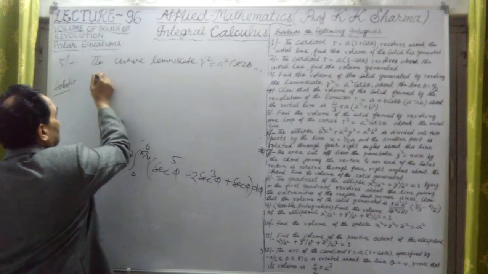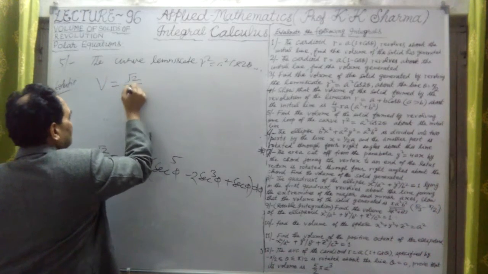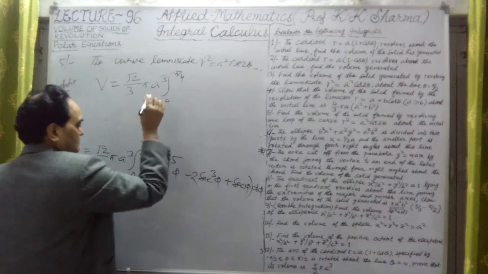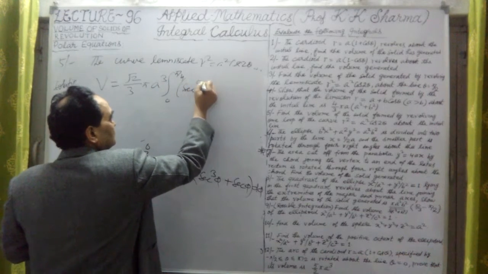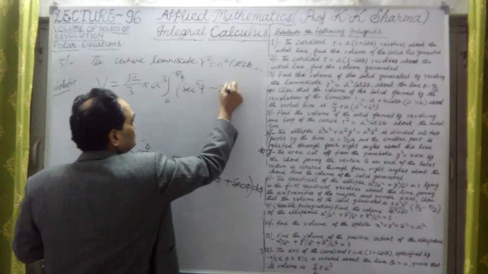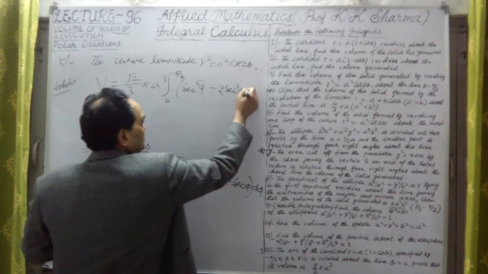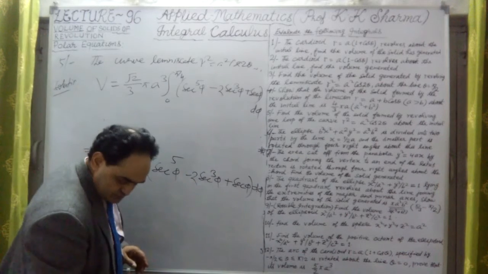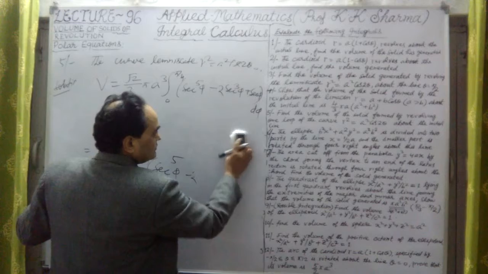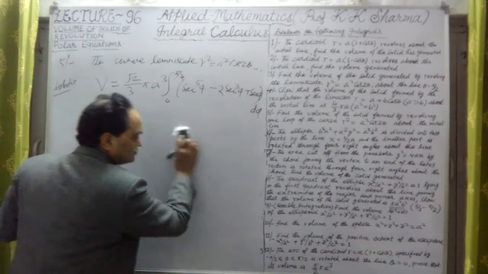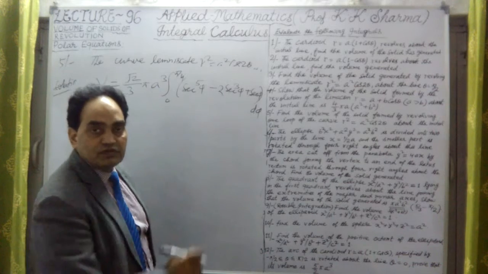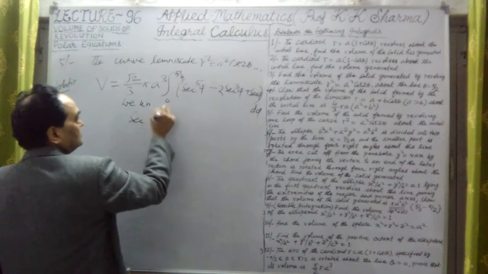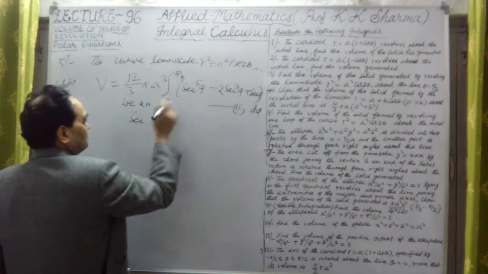The volume will be √2 upon 3 π a³, limits 0 to π/4, of sec⁵φ minus 2 sec³φ plus secφ dφ. Now this is to be integrated. What is the integration of secφ? This is a very important question, second equation. This we have to solve finally.